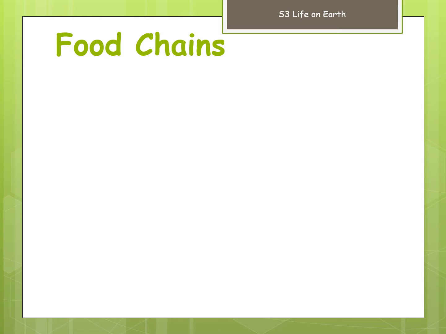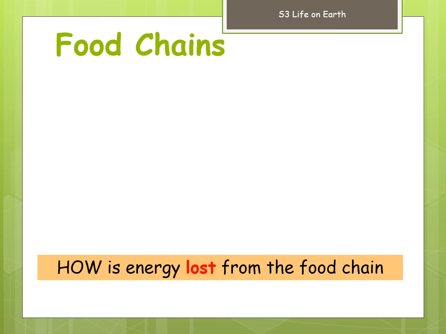So in the last couple of lessons, we've looked at food chains and food webs. We've seen that the arrows in a food chain or food web represent the flow of energy. So for instance, with a mouse being eaten by an owl, the energy flow is from the mouse to the owl. But not all energy passes from the mouse to the owl. Some of it is lost. So can you think about how some energy might be lost from a food chain, so it's not passed on from the mouse to the owl?